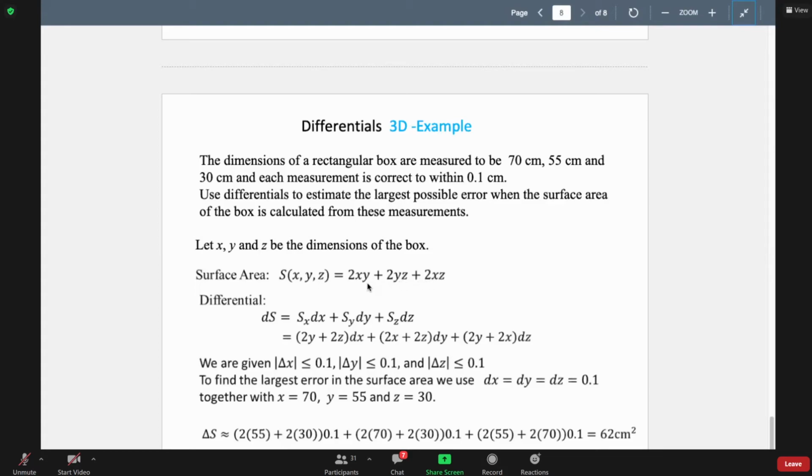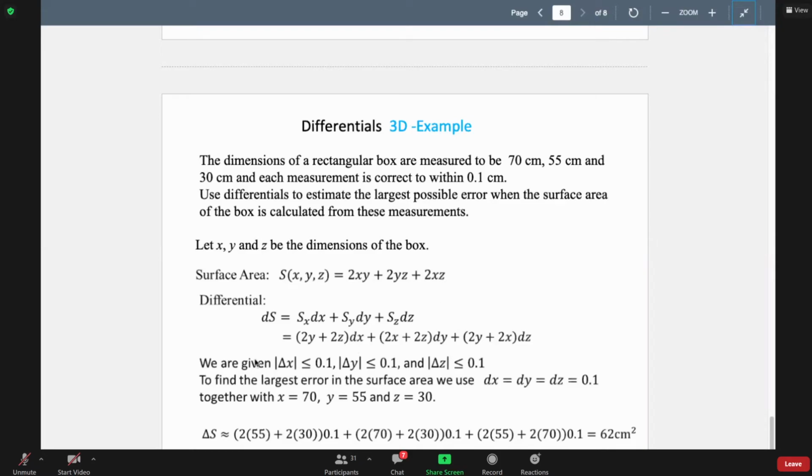The volume would be x times y times z, but the surface area of the whole box is, again, the bottom of the box has area xy, the top of the box has area xy, together 2xy, and those are the sides: 2 sides with dimensions yz and 2 sides with dimensions xz. So surface area is a function of 3 variables with the formula 2xy plus 2yz plus 2xz.